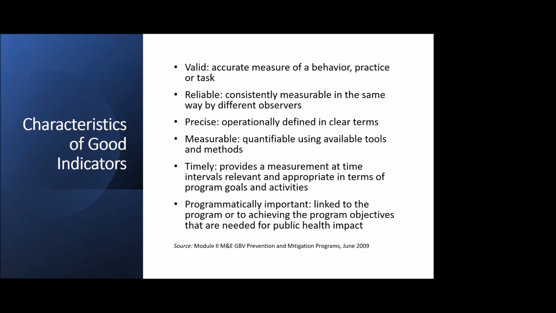You want your indicator to be measurable, quantifiable using available tools and methods, to be timely, to be measured at a time or at intervals that are relevant and appropriate in terms of program goals and activities, and they're programmatically important. They should be linked to the program or to achieving the program objectives that are needed for public health impact. And one useful thing to do is that if a project has a logic model, then you have to say, how are your indicators linked to the different aspects that are mentioned in your logic model?